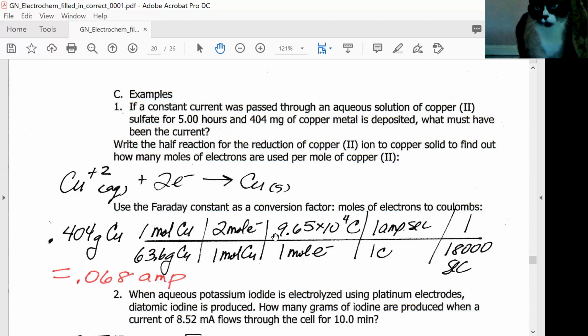1 mole of electrons is the Faraday's constant. That's here. It's in coulombs. 1 coulomb is an amp second. So we're going to have to divide by our 18,000 seconds to get rid of those seconds. So we end up with amps. So this is your answer in amps. You will get to use your dimensional analysis skills on these problems.